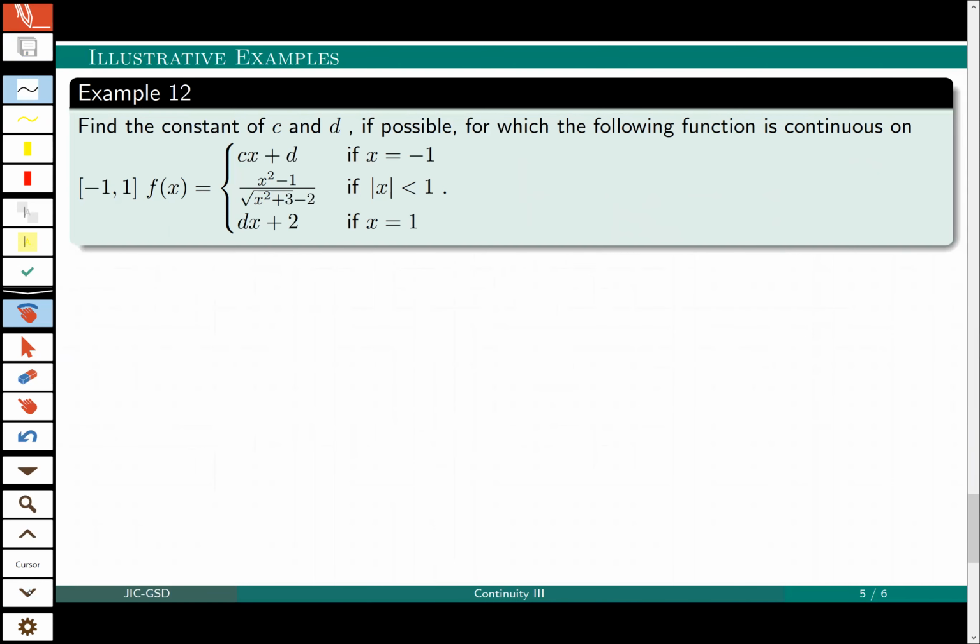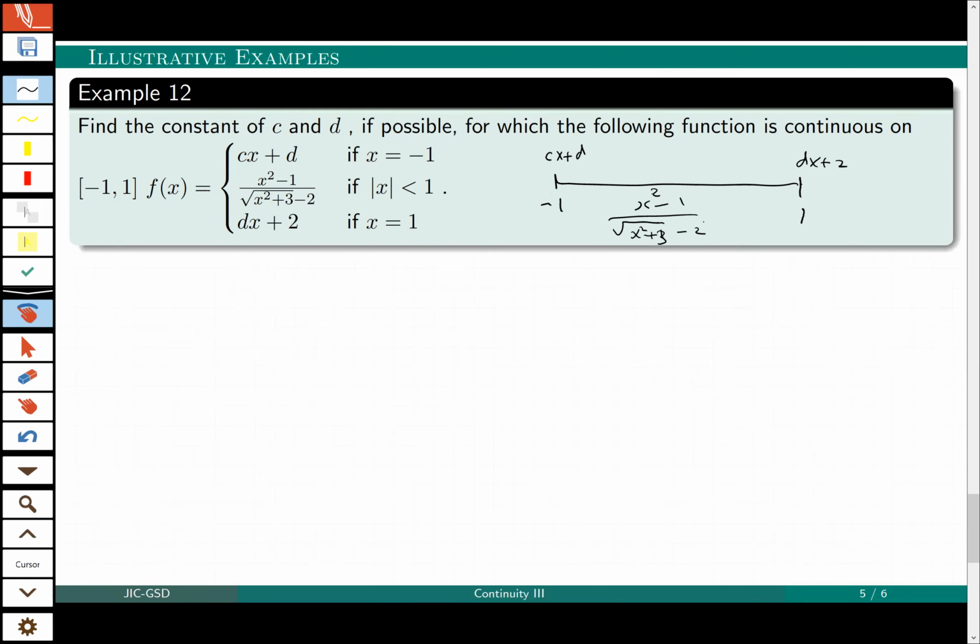Now, here is another question. It says we have minus 1 to 1. If it is at minus 1, you put it in cx plus d. If it is at 1, it's dx plus 2. If it is in between, you have x squared minus 1 divided by the square root of x squared plus 3 minus 2.